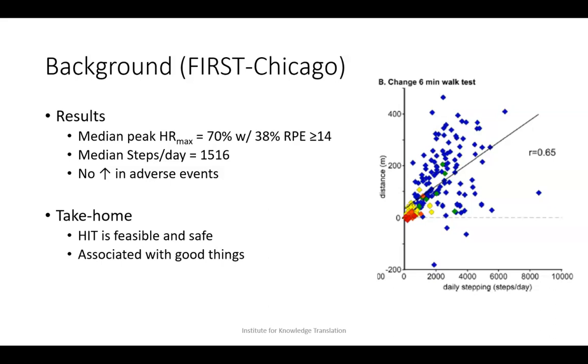Participating in greater amounts of walking practice was associated with a lot of good things. So I showed just the data for the 6-minute walk test. There was similar data for changes in Berg score. The amount of walking practice predicted the amount of physical assistance necessary to walk at discharge.